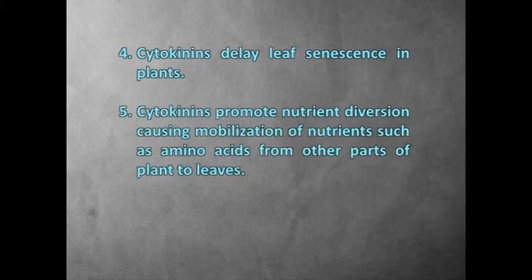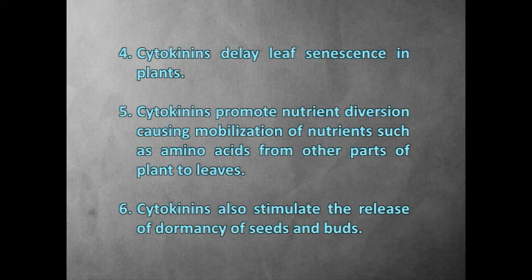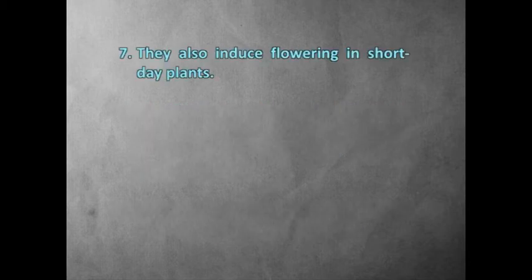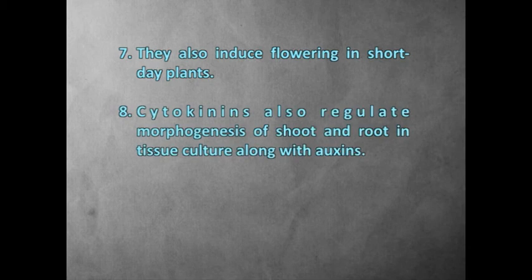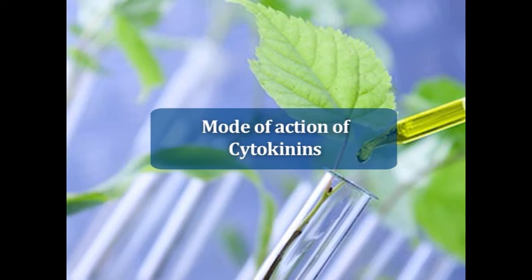Next, cytokinins promote nutrient diversion, causing mobilization of nutrients such as amino acids from other parts of the plant to leaves. Cytokinins also stimulate the release of dormancy of seeds and buds. The next effect is they also induce flowering in short-day plants. In addition, cytokinins also regulate morphogenesis of shoot and root in tissue culture along with auxins. Let us now learn about the mode of action of cytokinins.